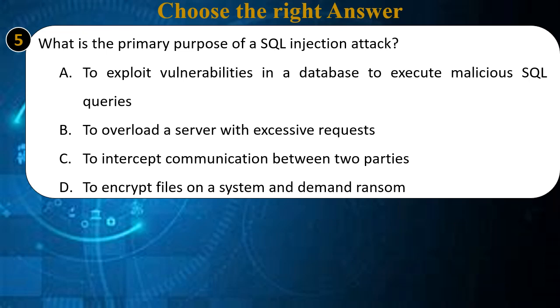Question number 5. What is the primary purpose of a SQL injection attack? A. To exploit vulnerabilities in a database to execute malicious SQL queries. B. To overload a server with excessive requests. C. To intercept communication between two parties. D. To encrypt files on a system and demand ransom.